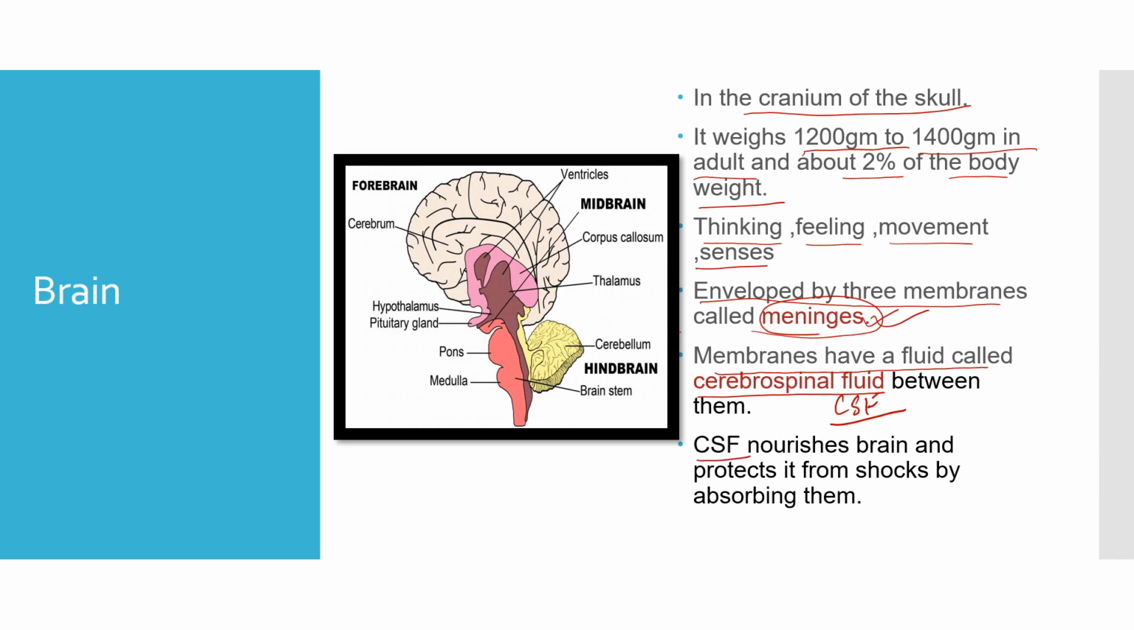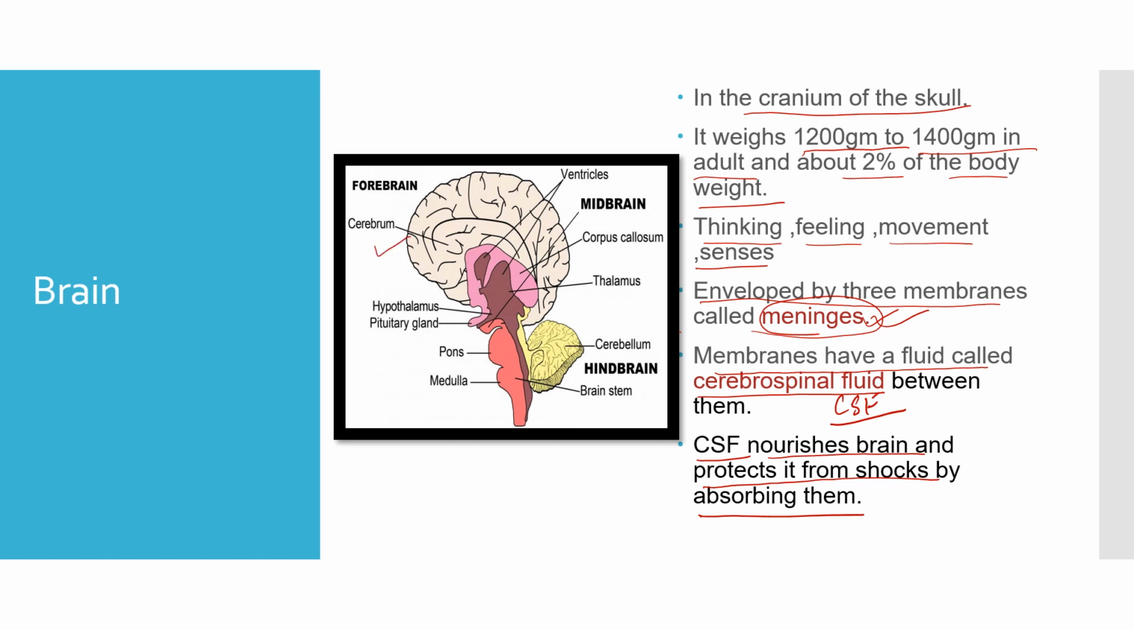Now, CSF, what is it doing? CSF is nourishing the brain and protecting it from shocks by absorbing them. So if there is a certain shock on the brain, it will absorb the shock and it will not allow the shock to enter the brain and rupture its part. So it has the property of absorbing shock and protecting the brain from shocks. So here you can see this brain structure.